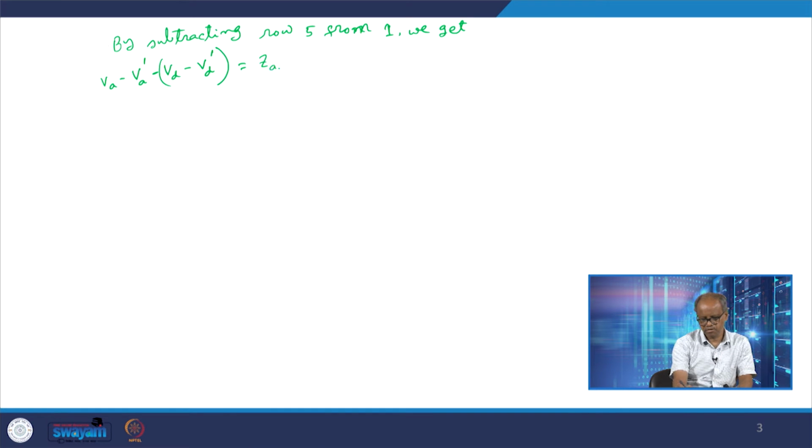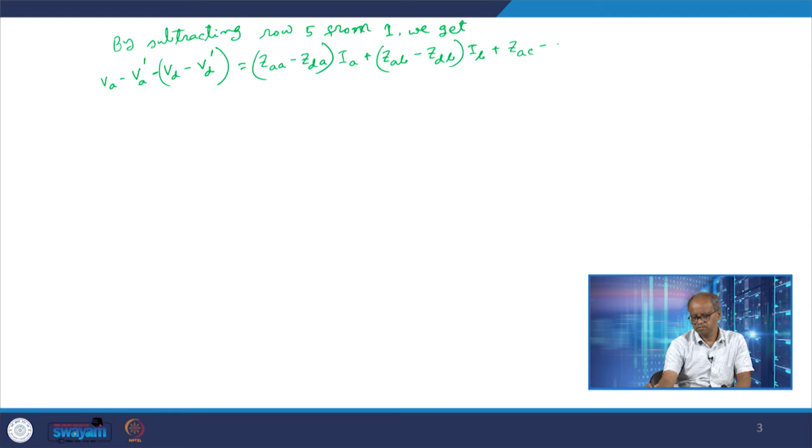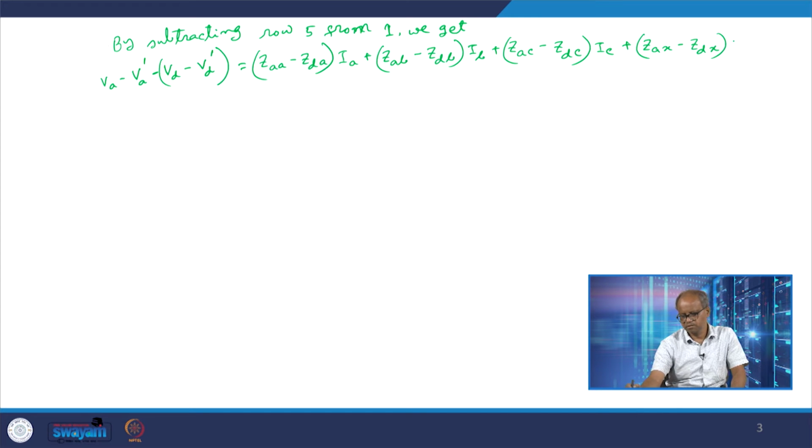So it is ZA minus ZDA into IA plus ZAB minus ZDB into IB plus ZAC minus ZDC into IC plus ZAX minus ZDX into IX plus ZAD into ID. Right.